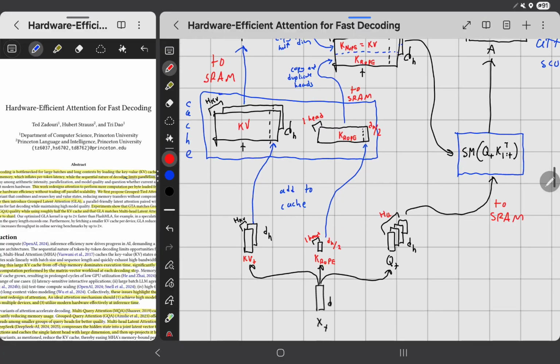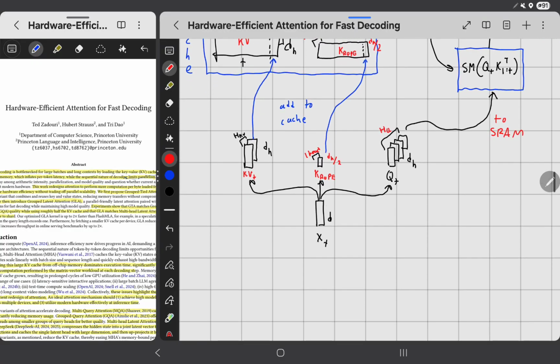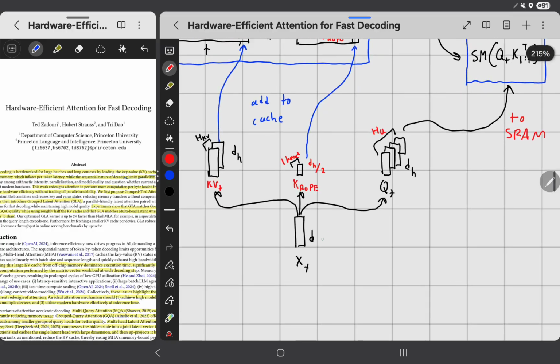So what we're going to do is make the smallest vector that we can so that we still have this speed gain from storing a small amount of stuff in memory, but still getting this rope information. So to do that, we're going to add another projection, which gives us this really small vector of size dh by 1 head.